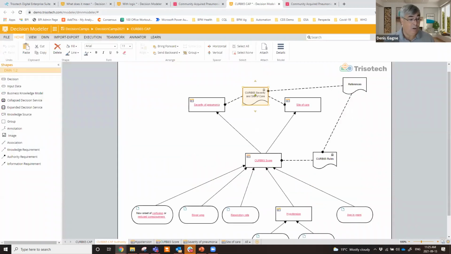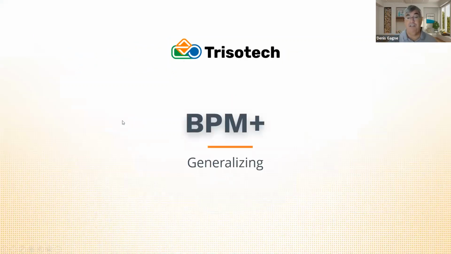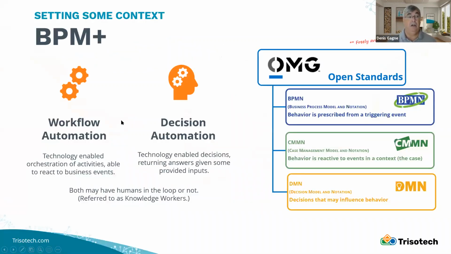So now that I have all this in context, we'd like to generalize this to BPM plus. BPM plus here is just a moniker to reference BPMN, CMMN, and DMN, all about workflow automation and decision automation. And I won't go too deeply into that.